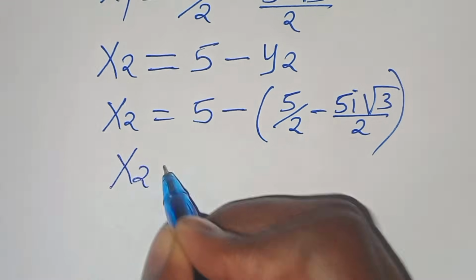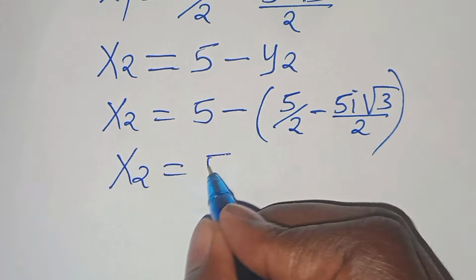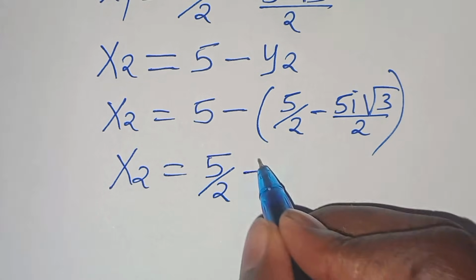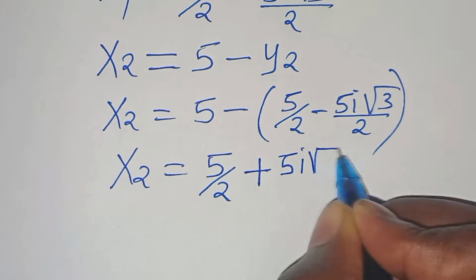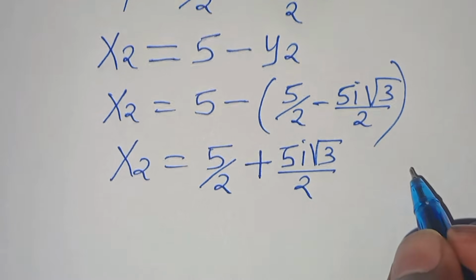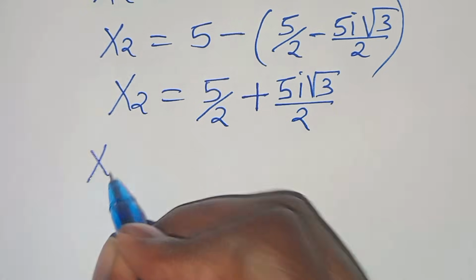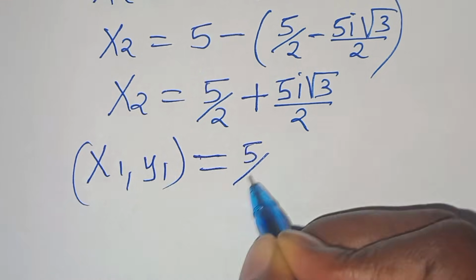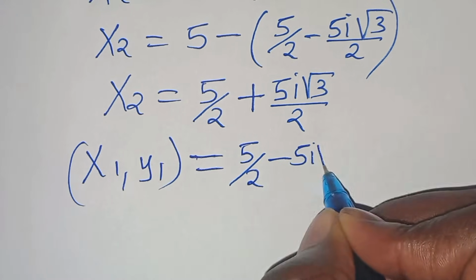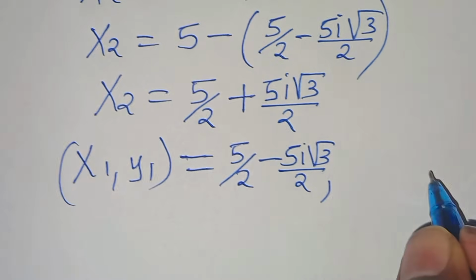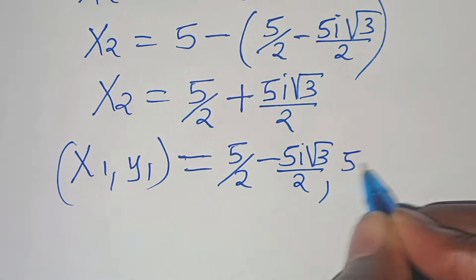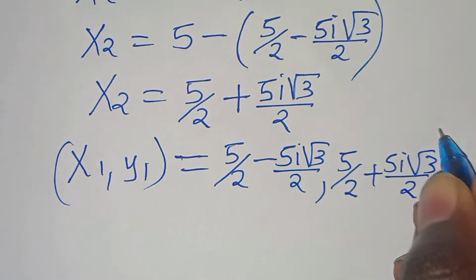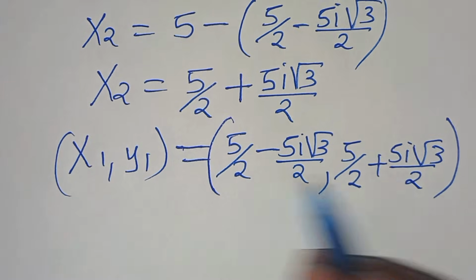So x2 is equal to 5 minus 5 over 2. This is 5 over 2 minus times minus 5i square root of 3 over 2. This becomes plus 5i square root of 3 over 2. So now we have that x1, y1 is equal to 5 over 2 minus 5i square root of 3 over 2, and we have y1 is 5 over 2 plus 5i square root of 3 over 2. So this is the first set of solution here.